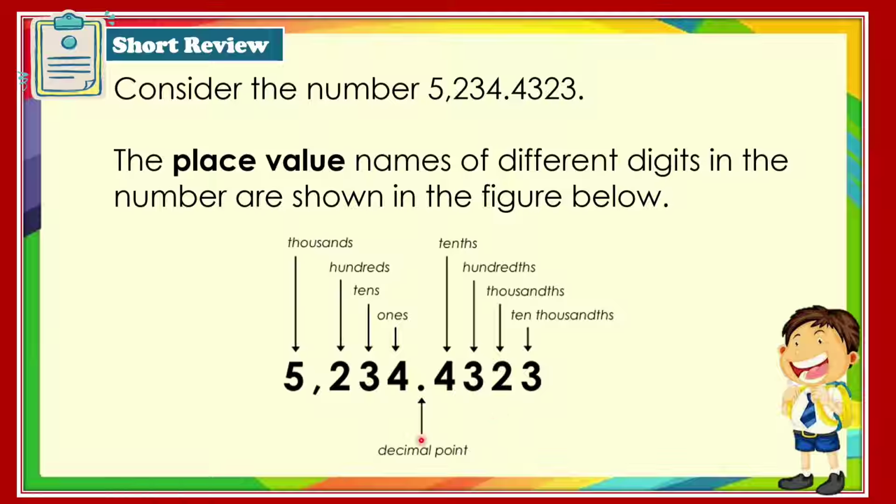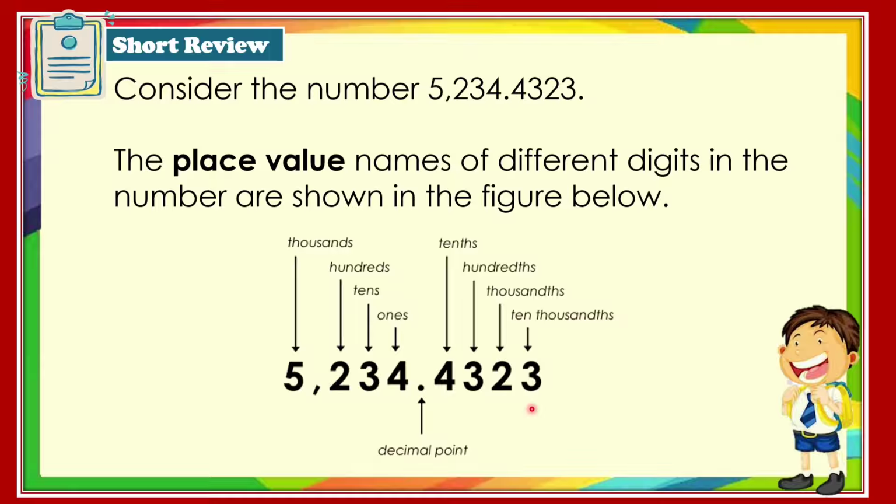Here, 4 is in the ones place, 3 is in the tens place, 2 is in the hundreds place, and 5 is in the thousands place. To the right of the decimal point, we have 4 in the tenths place, 3 in the hundredths place, 2 in the thousandths place, and 3 in the ten-thousandths place.